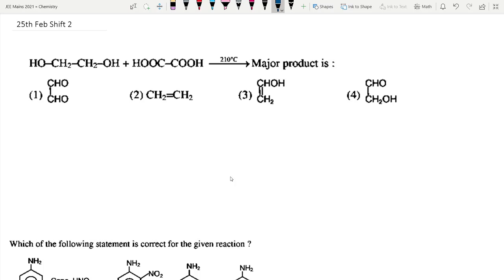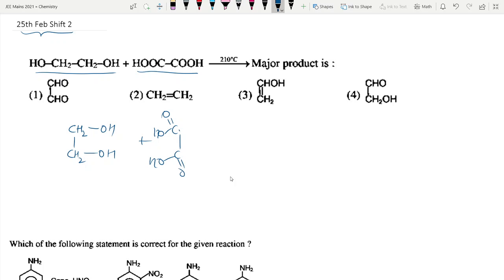Okay, so let's begin with the 25th February shift to JEE Mains 2021 organic chemistry questions. And the first one here is interesting because you have oxalic acid and ethylene glycol, and you heat it. The first thing which comes to mind is esterification, right? So nucleophilic substitution reaction, esterification.